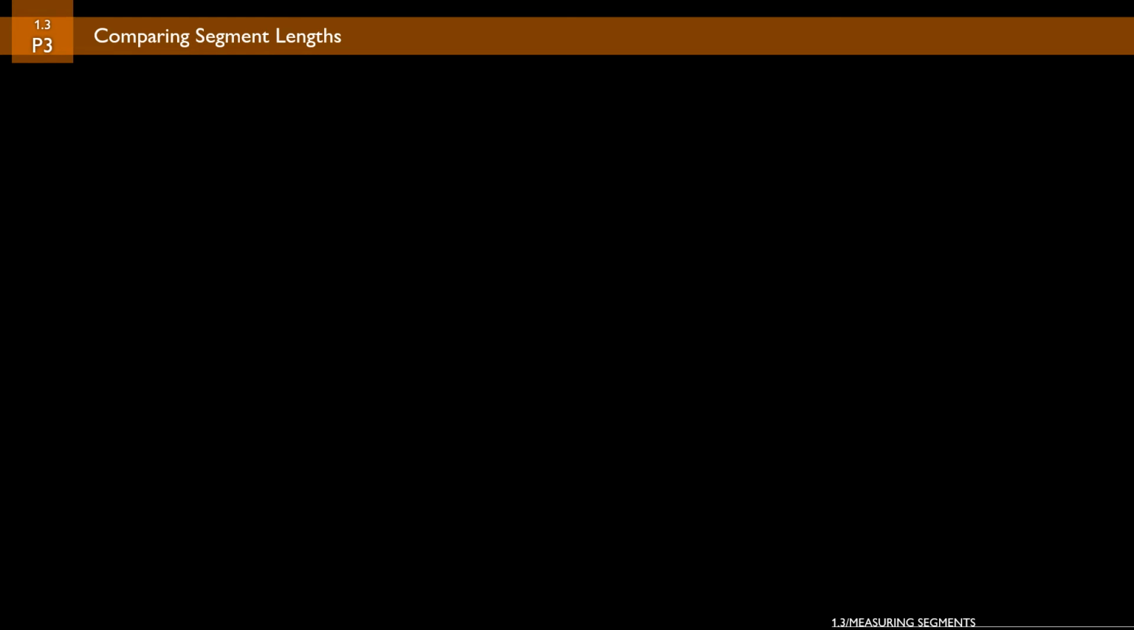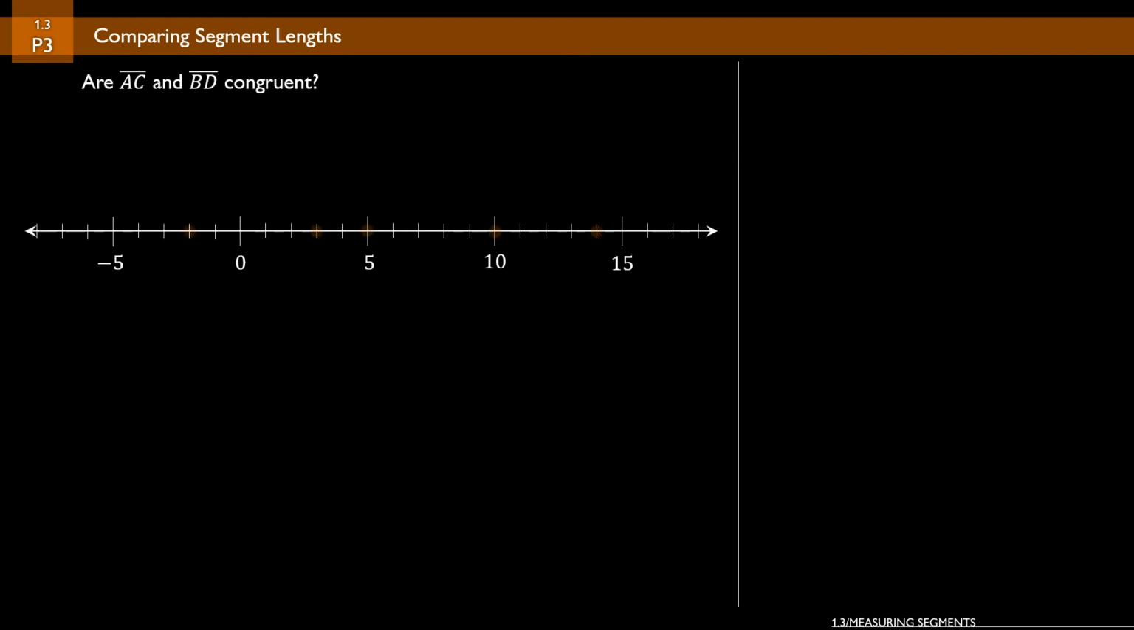Here we are in problem number 3, and we're going to see if we can establish congruency between segments. Congruent segments are simply segments that are the same length. The question here is, are segment AC and segment BD congruent? So the question we need to ask ourselves is, is the distance between AC equal to the distance between BD?